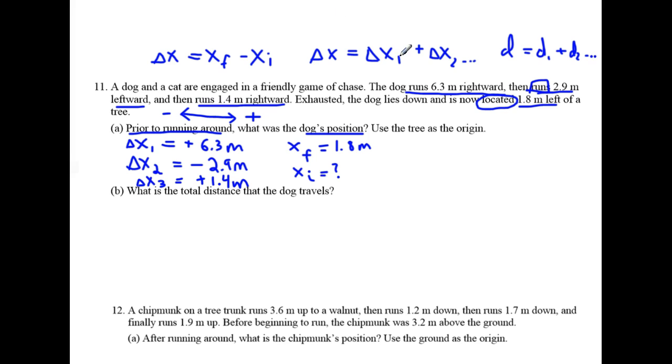Now we have to be tricky. We have to be careful. This is a 1, whereas that's an I. So those are two different things. Okay, we're looking for the dog's initial position. So what equation has initial position? It's this one. So let's write that equation down, because that's what we'll use to solve.